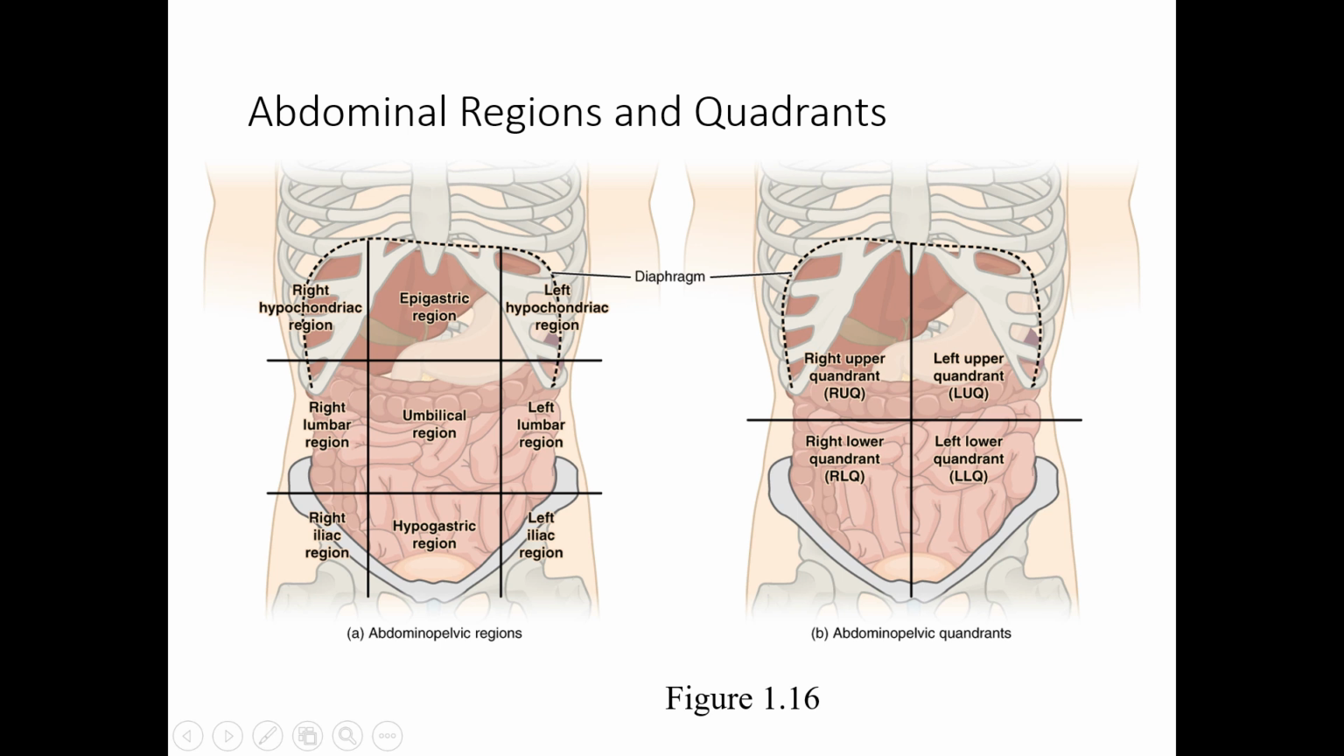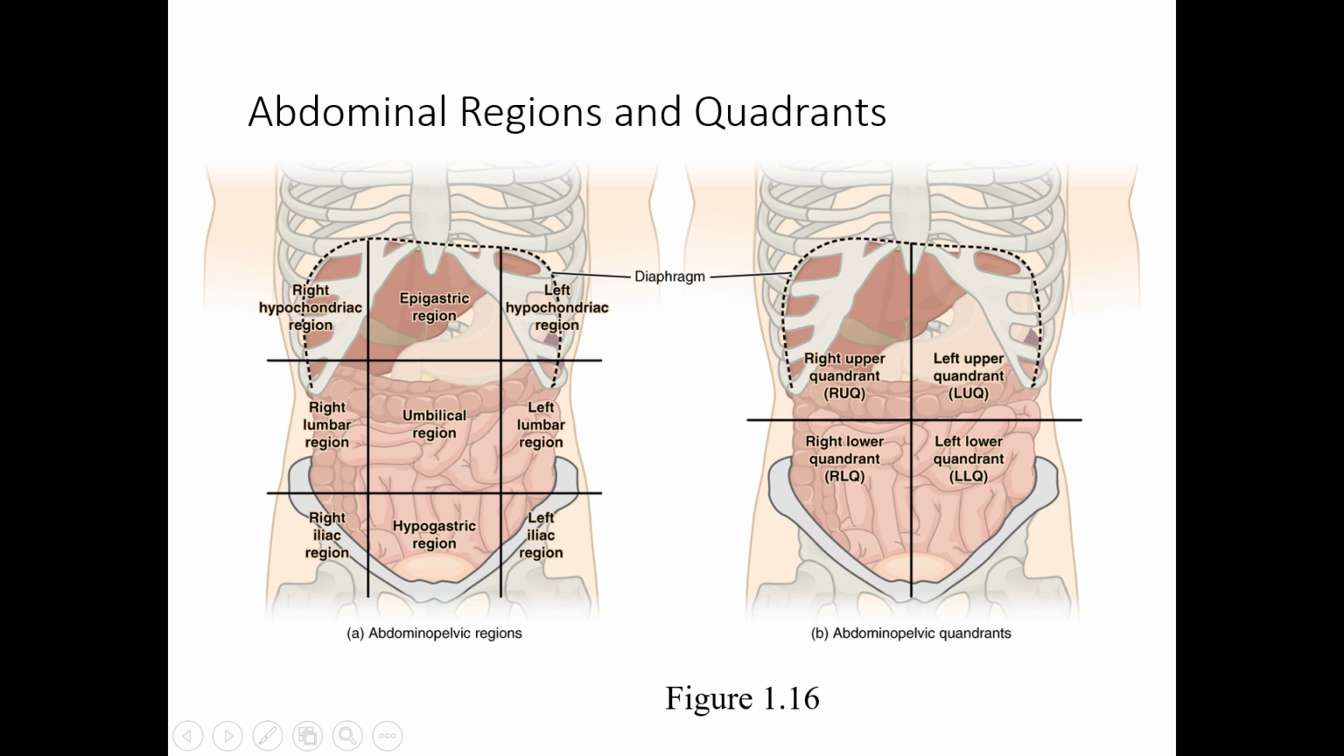Then we have 2 lower quadrants. In the right lower quadrant, there are portions of the small and large intestines. Also, the appendix would be approximately here. In the left lower quadrant, there will be mostly small and large intestine.